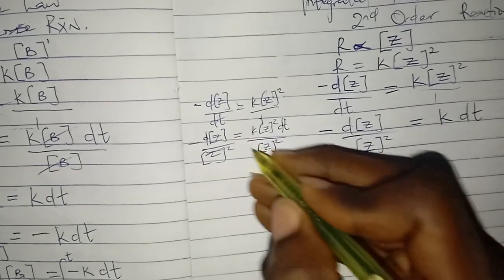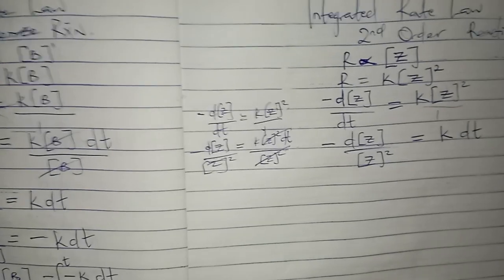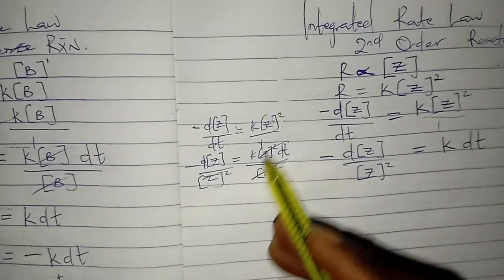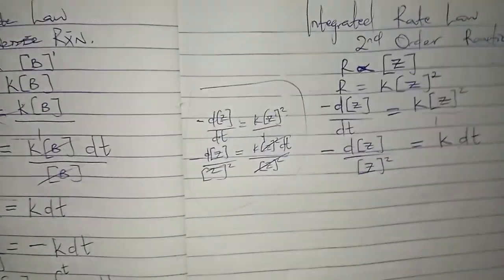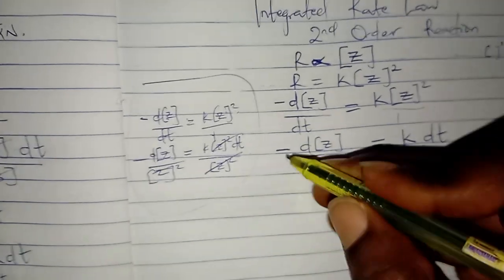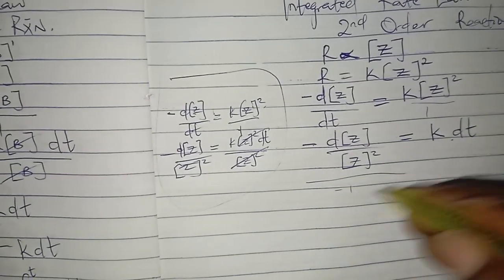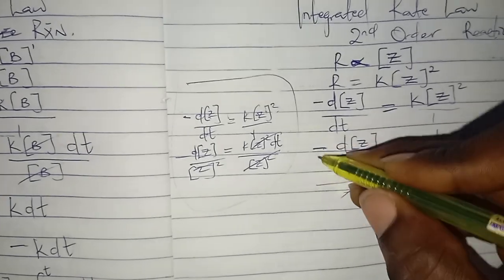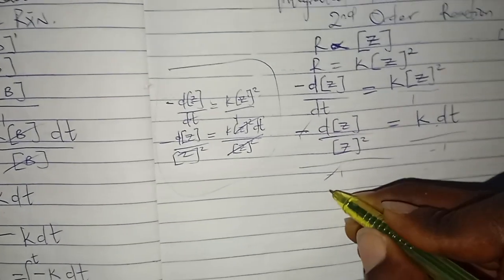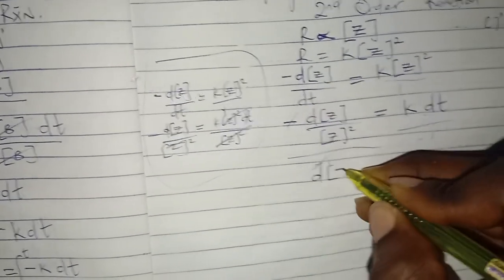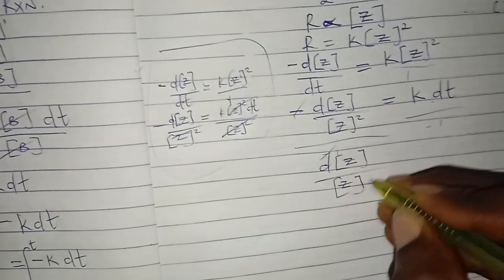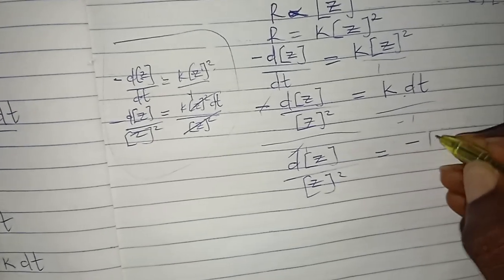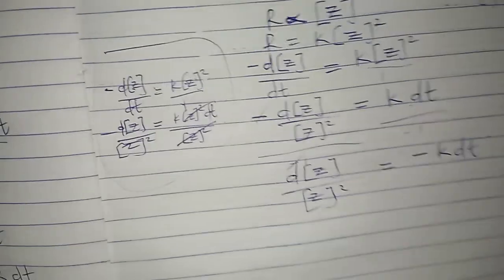I know some of you, once they do one small thing without listing the step, you get scared. So you see it. That is how we got this. All right, now look at this. You now see that at this point we have minus. We say divide both sides by -1. This will cancel this, so that I now have d change in concentration of z all over concentration of z square is equals to minus k change in t.